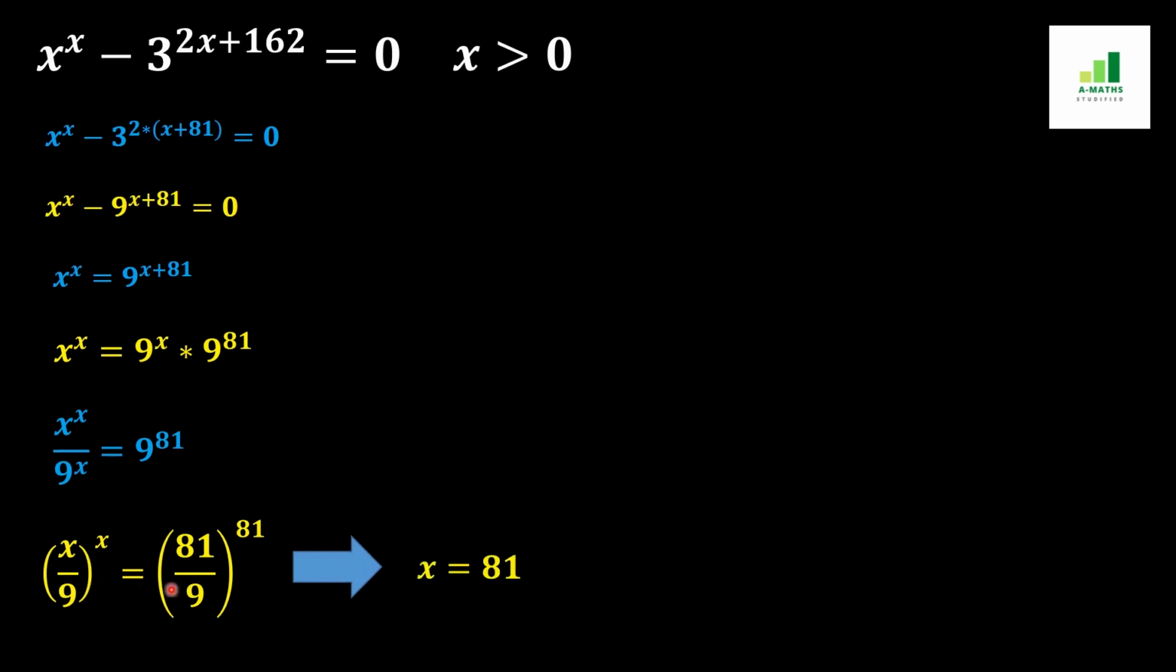Now in the next step, we should compare both sides of the equation, and we get the value of x, which is equal to 81, because this x is equal to 81. So when we compare both sides of the equation, we get the value of x, which is 81, and this is the value of x for this expression.